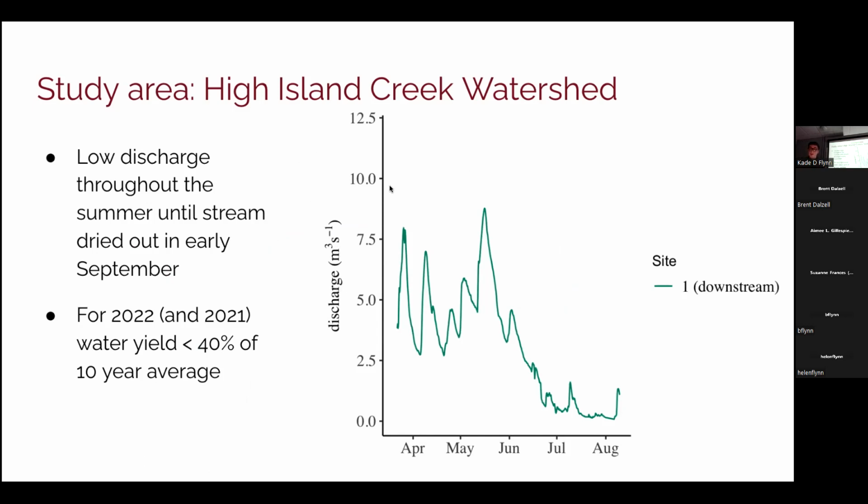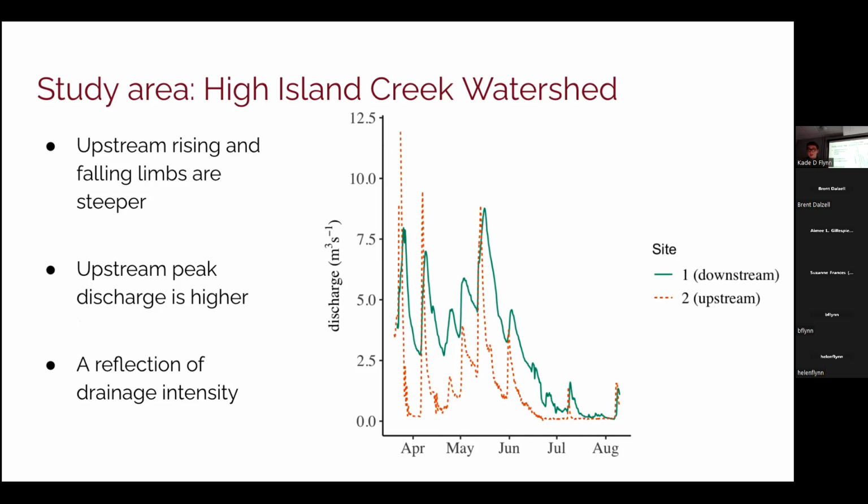Just to describe this figure a little bit more, this is showing discharge through time, what we call a hydrograph. And if we compare the hydrograph from site 1, the downstream gauge, to site 2, the upstream gauge, we see very different hydrology. At the upstream gauge, we see a steeper rising and falling limb, and a peak discharge that is higher, and this really is a reflection of the drainage intensity. Like I mentioned, water is being pushed from the landscape more in the upper reaches of the watershed, and stored, and this peak discharge is buffered as we move down into the watershed.